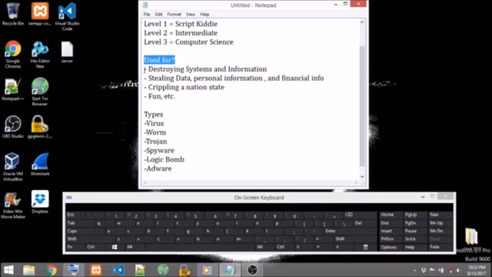Here are the reasons why people start using viruses and such. They can use them for destroying systems and the information on those systems. They can use them for stealing data, personal information, and financial information, which they can then either profit off of, or do a ransomware situation where they hold it against people, or what I call cyber blackmail.